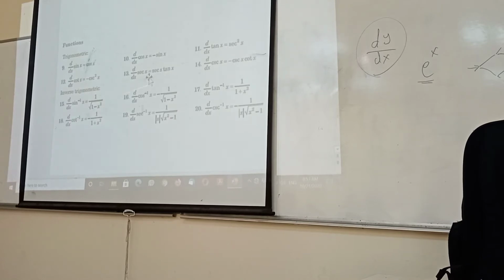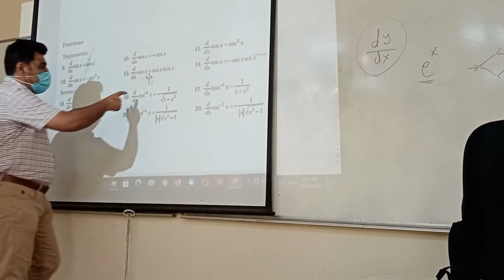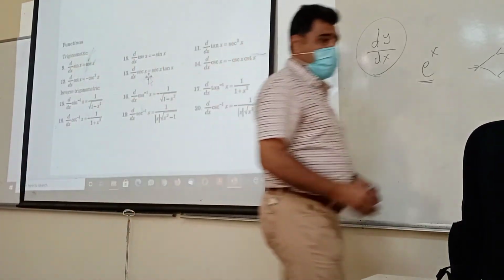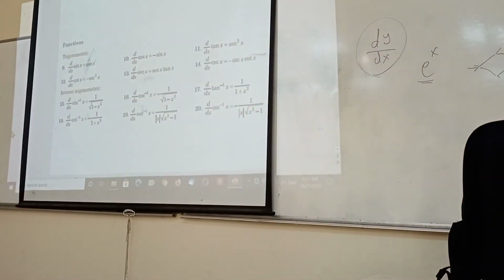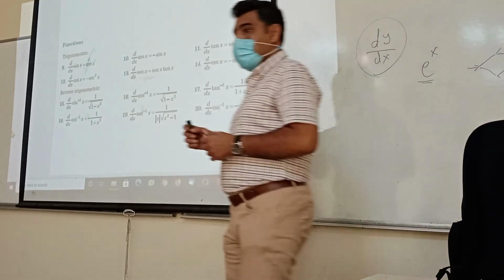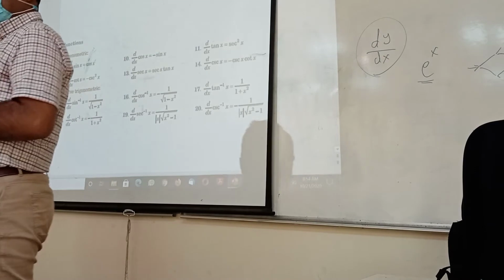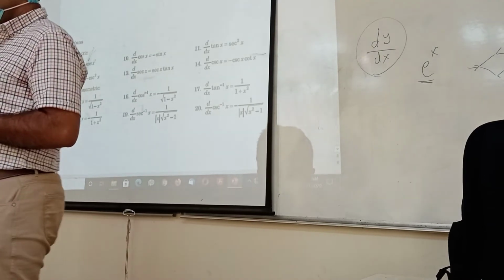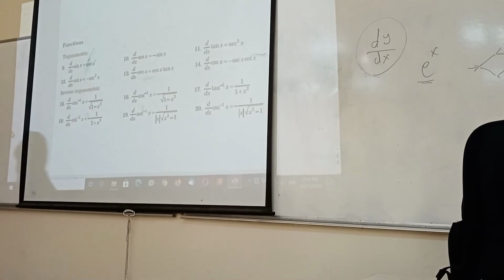Then, some more functions. Trigonometric: sine, cosine, tangent. The derivative of cosine is minus sine. Derivative of secant is secant tangent. So these are the rules that you have to remember. Anyone remember all these rules? Some of you. So the idea is to have all of you remembering all these rules.